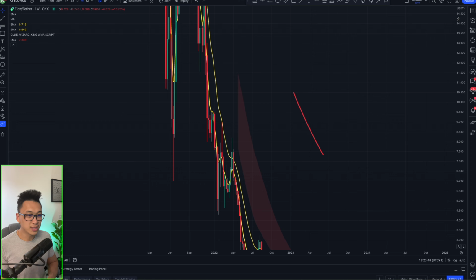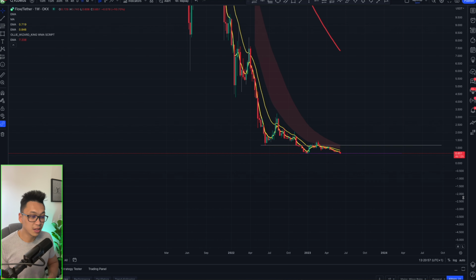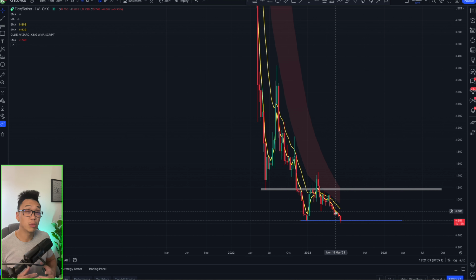Because if we look at this overall, the all-time high was around $40. Yes, price could have traded higher before this, depending on when it was listed on the exchange. But I think the main matter of fact is right now we're at such a low volume and low area that it's not really something we probably should be trading.